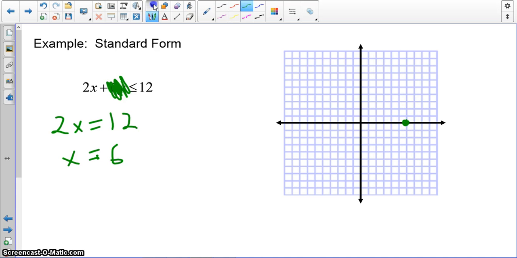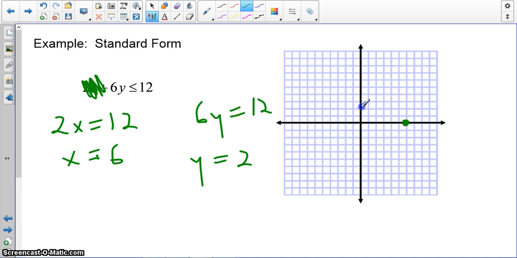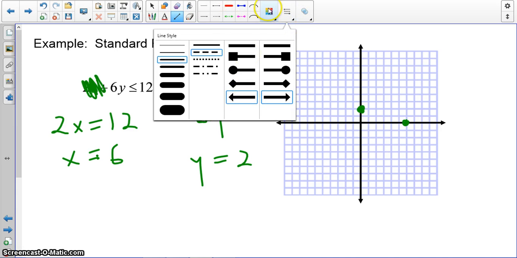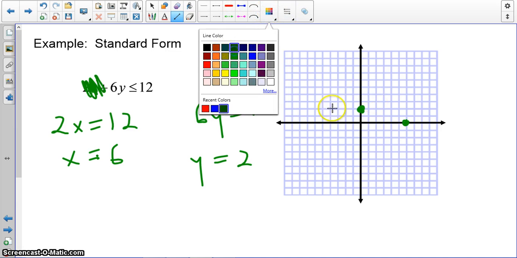Okay? And then do the opposite. To find the y-intercept, we go 3y equals 12. Remember, we're pretending it's an equation. y equals 4, so that's the y-intercept. And then we just connect the dots with the diagonal line. So trying to color coordinate here, boom.